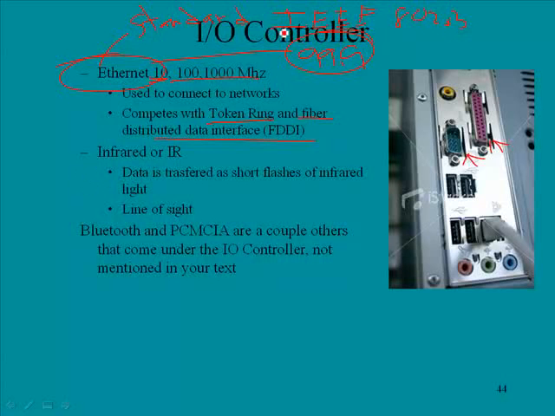Then there are infrared. This typically comes under I/O controller, or IR. Data is transferred as short flashes of infrared light, and this is going to be a line-of-sight device. Typically these are used for things like PDAs for downloading information. And then Bluetooth and PCMCIA are a couple of other interfaces that typically come under I/O, though they're not mentioned in your text.